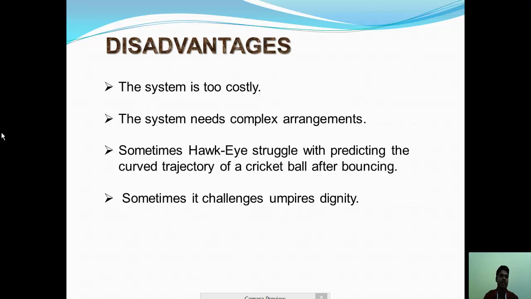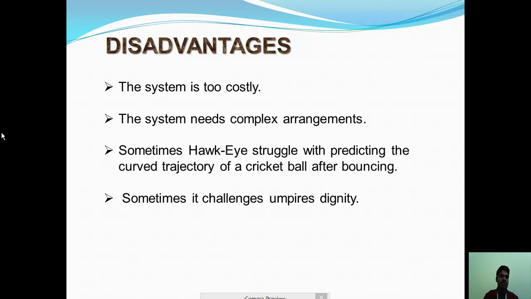Some of the disadvantages of Hawkeye technology are that the system is too costly. This is one obvious thing because too much graphics has to be used, too much hardware is required, too many cameras are required, and too many complex algorithms are required. So the system is too costly.